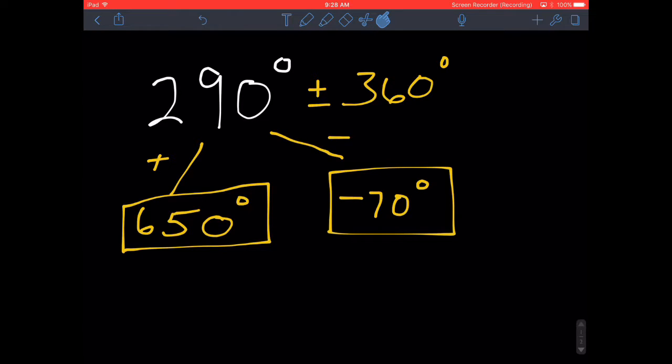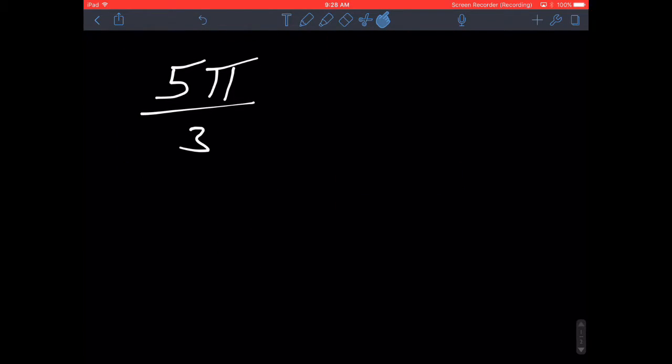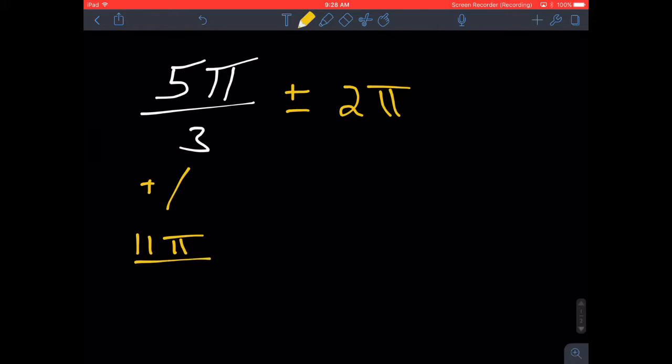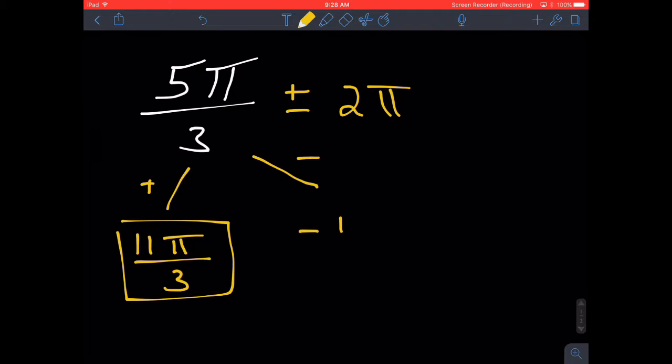This is going to be very similar for radians. Instead of adding and subtracting 360 degrees, I'm going to add and subtract 2 pi, because any coterminal angles are going to be within 2 pi of our angle. So when I add it, I'm going to get 11 pi over 3. And when I subtract, I'm going to get negative pi over 3.